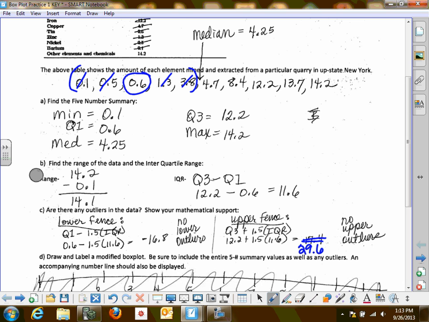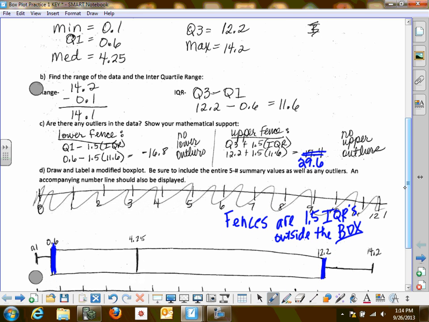So there's your Q1. Okay? And the same thing here, because see, these aren't the median. Those are the numbers just next to the median. So then your quartile here ended up being your 12.2. All right. Now, with that being said, we have the range is 14.1. IQR is Q3 minus Q1, so that was 11.6.